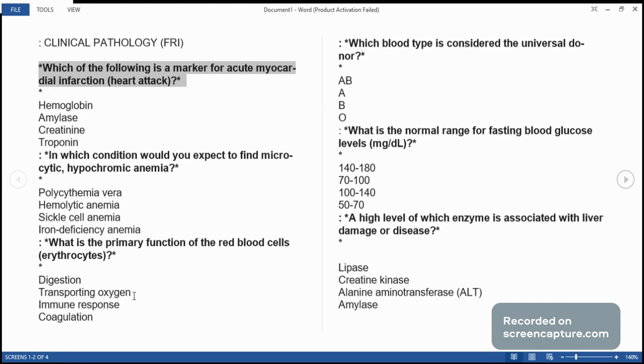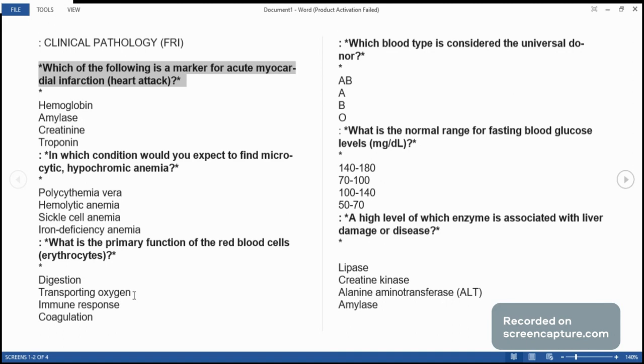The primary function of red blood cells, or erythrocytes, is to transport oxygen from the lungs to the tissues and carry carbon dioxide from the tissues back to the lungs. This function is made possible by the presence of hemoglobin, as I told you before, a red pigment rich in iron that has high affinity for oxygen.